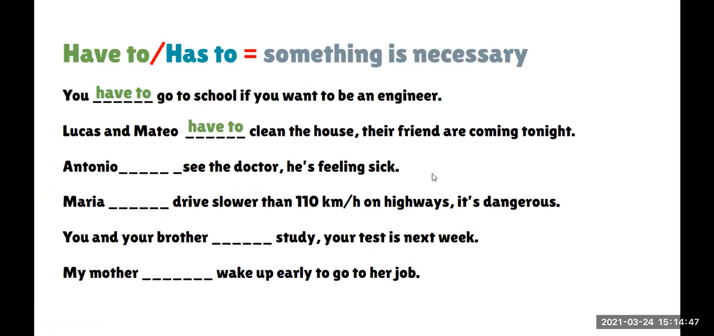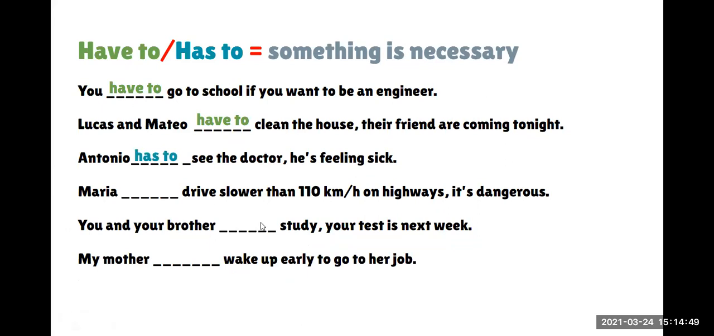Okay. Maria drives slower than 110 kilometers per hour on highways. It's dangerous. Has to. You and your brother study. Your test is next week. Have to. And my mother wake up early to go to her job. Has to, right?